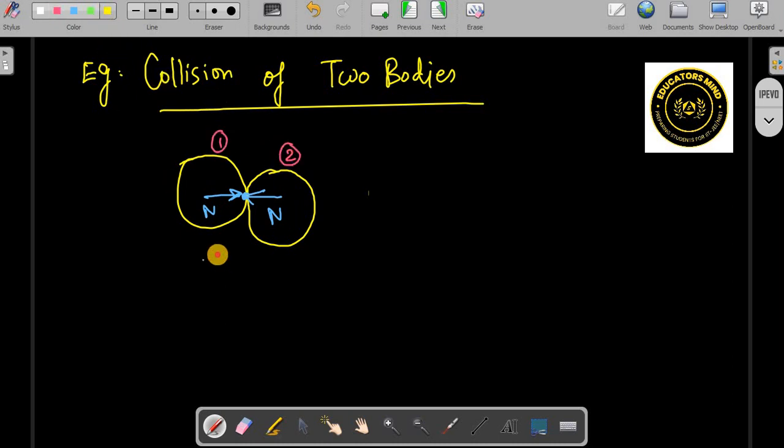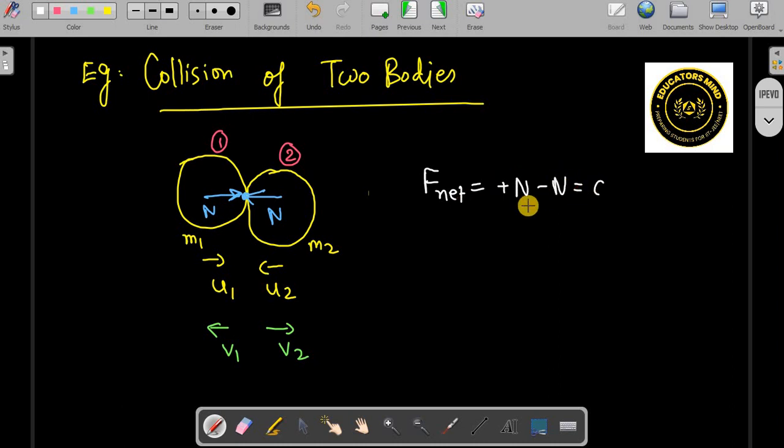This is the first body and this is the second body. Let us say they are moving before collision with velocities u1, u2. Their masses are, let's say, m1 and m2. After collision, they may separate out with some velocities, let's say v1, v2. In such collisions, the net force, these plus and minus N, will get cancelled because they are action and reaction forces, they will cancel out each other. So the momentum of the system will be constant.